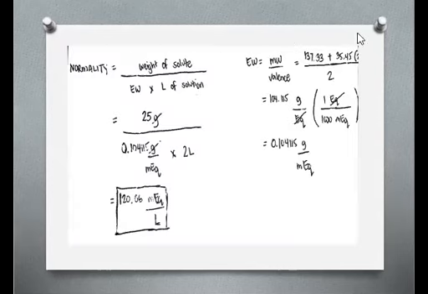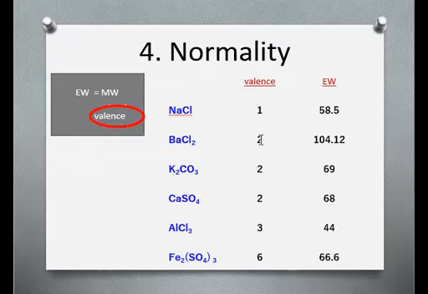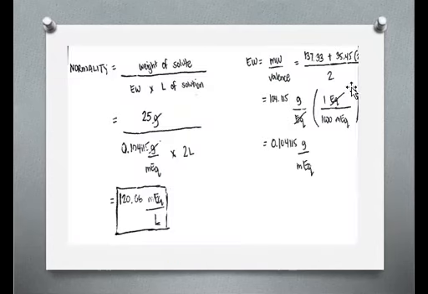137.33 lang. And then for chlorine, dalawa kasi siya, kasi Cl2. So yung 35.45, you need to multiply that one to 2. Then you add that one to 137.33 to get the molecular weight, divided by the valence. So the valence of barium chloride, if you're going to refer to the table a while ago, that is 2. So the answer will be 104.115 grams per equivalent. Again, don't round off while in the middle of the solution.